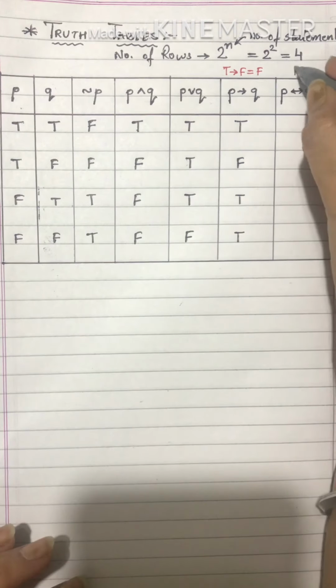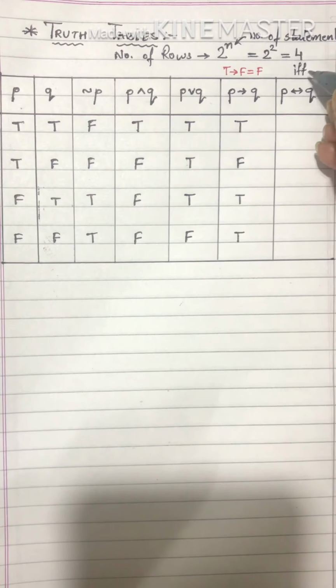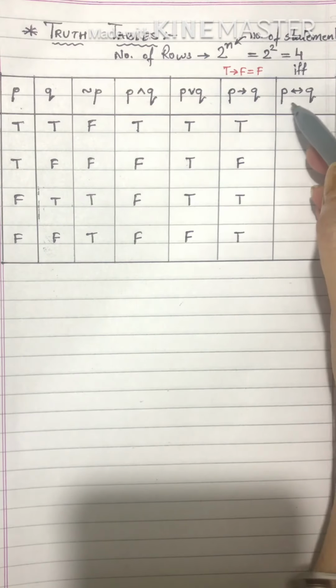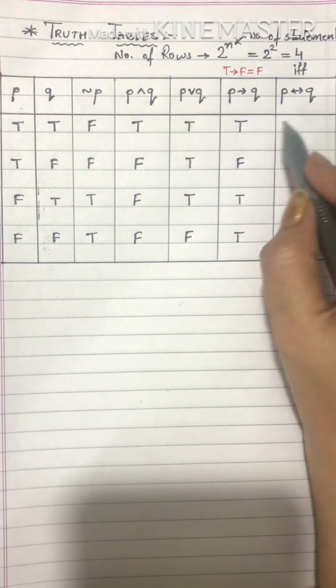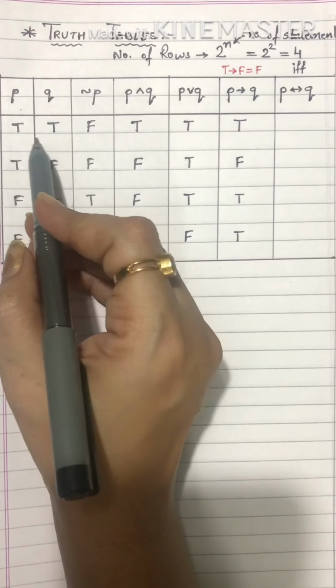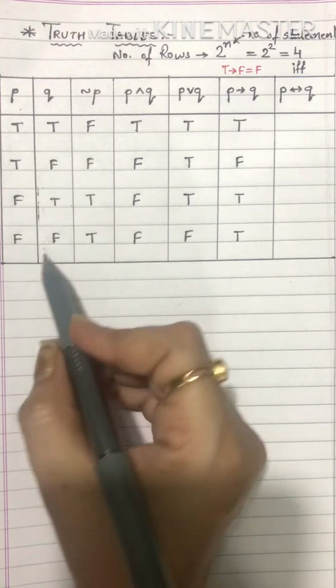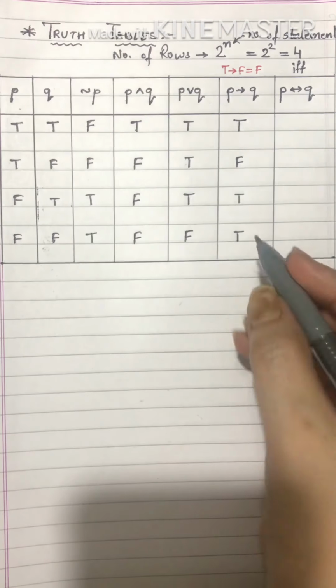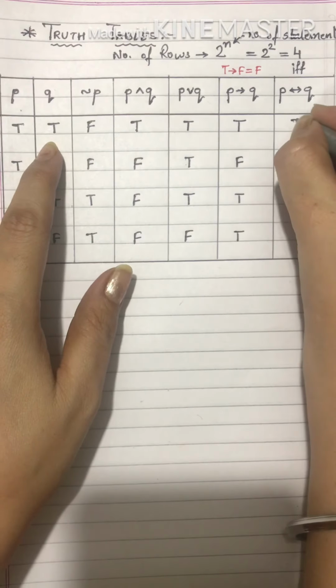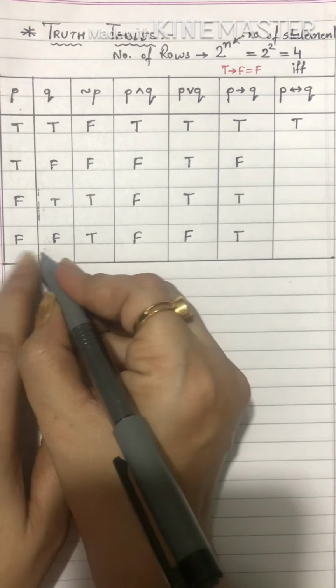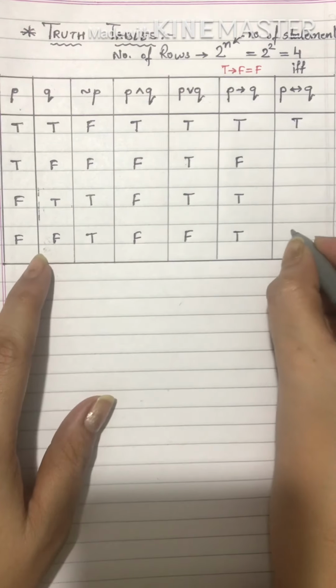Our last connective, double implication. It is also written as IFF. If P double implies Q, now in this what we need to remember, whenever the truth values are same, then the answer will be true. As in this case, T double implies T, answer will be true. And the last one, F double implies F, answer will be true.